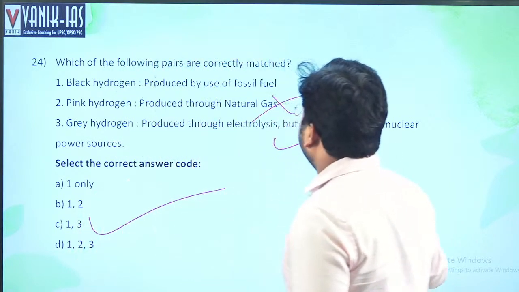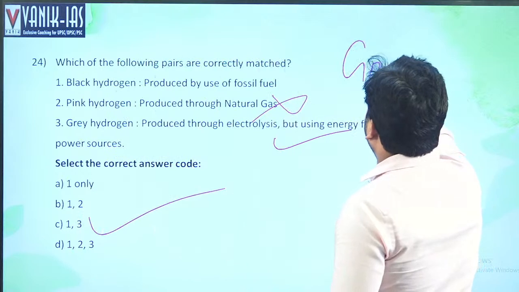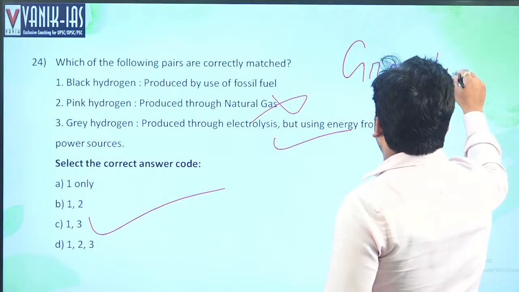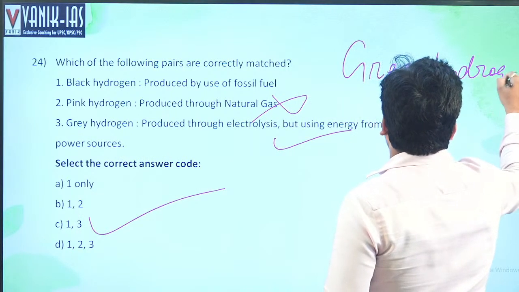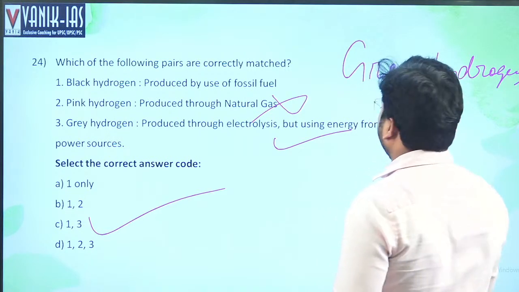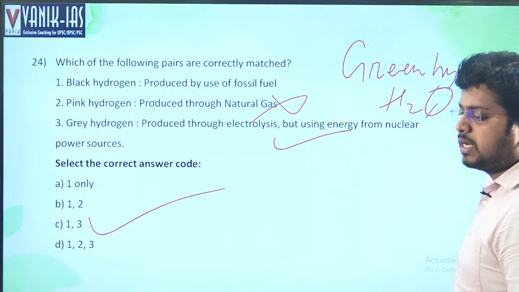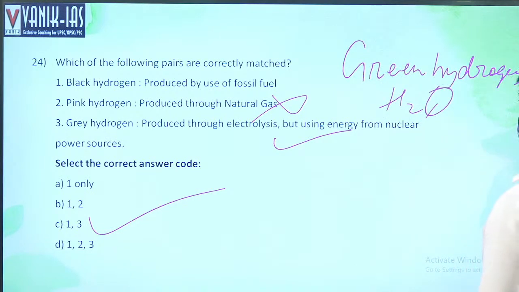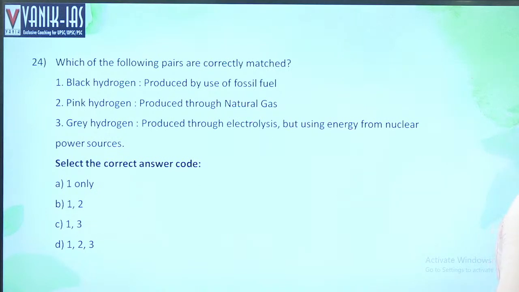What is green hydrogen? Green hydrogen is when hydrogen is produced from H2O by breakdown of H2O. That is called green hydrogen. Hydrogen is produced from electrolysis of water.